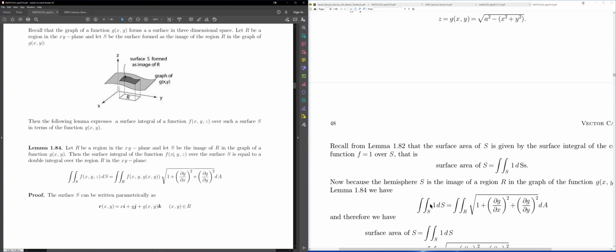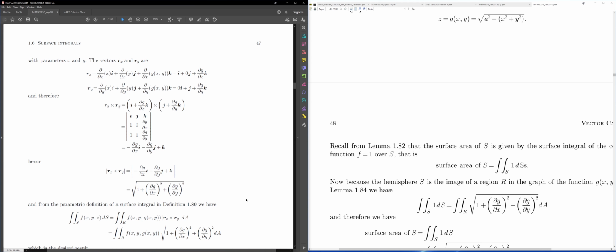Given this to get the surface integral of 1 over the surface S as a double integral over R, I'm using this formula where the small f is equal to 1. So when the small f is equal to 1, I have a 1 over here, and it's 1 times the square root, which is just the square root sign itself. So I have this, and I need to work this out. Now the next thing that I would need is the dg dx and the dg dy.